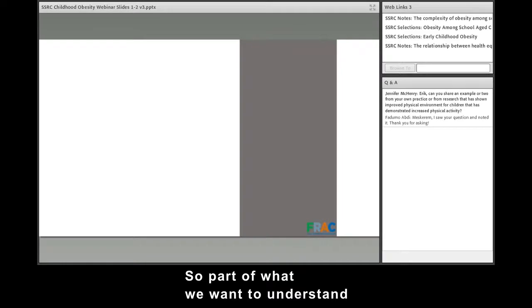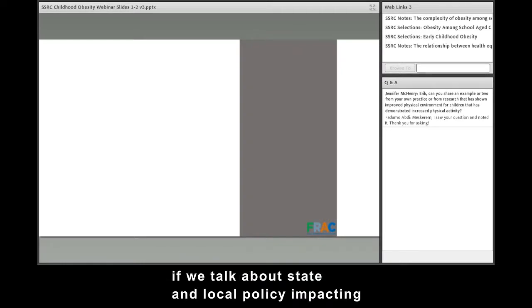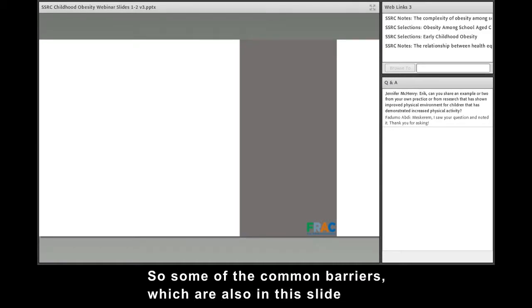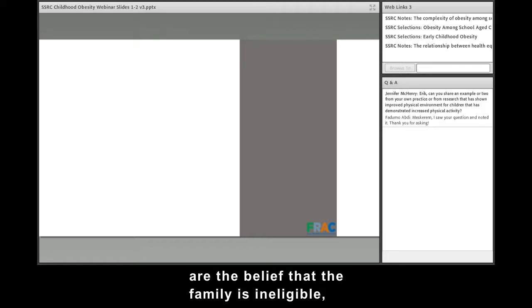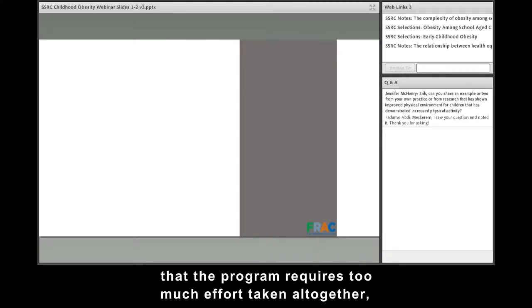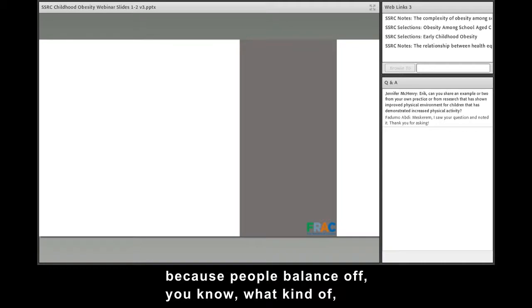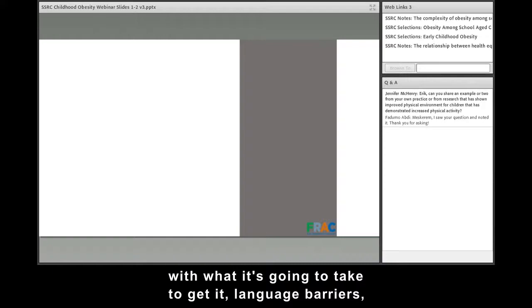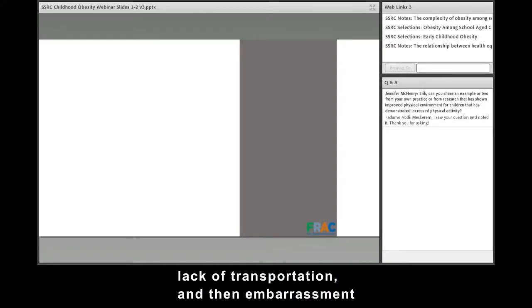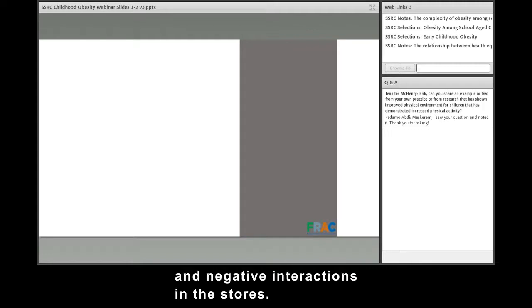So part of what we want to understand, if we talk about state and local policy impacting WIC participation, are the common barriers. Some of the common barriers, which are also in this slide when you can look at it later when it's posted, are the belief that the family is ineligible, that there are long wait times in clinics, that the program requires too much effort taken altogether, because people balance off the value of the food they're going to get with what it's going to take to get it. Language barriers, lack of transportation, and then embarrassment and negative interactions in the stores.